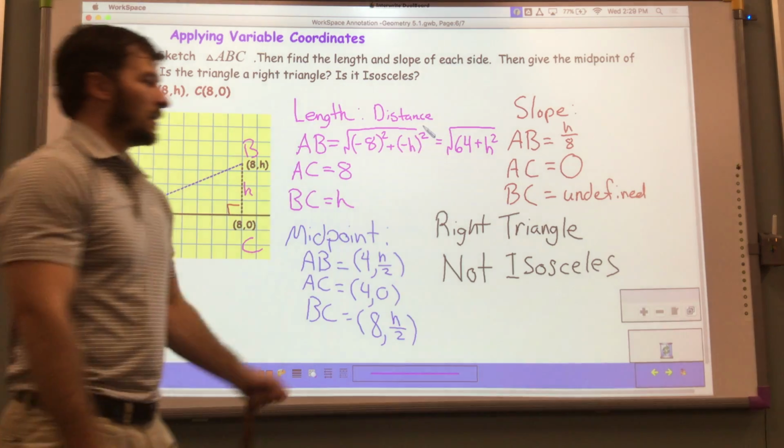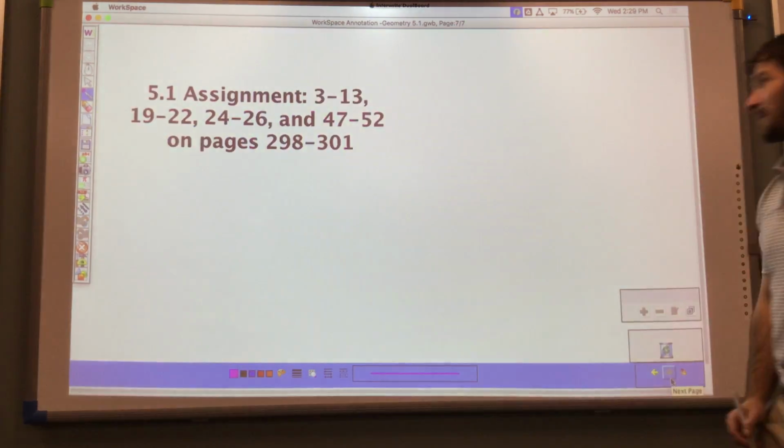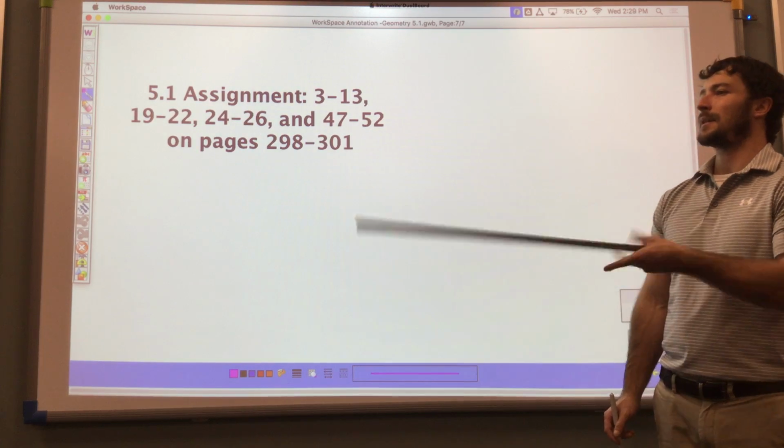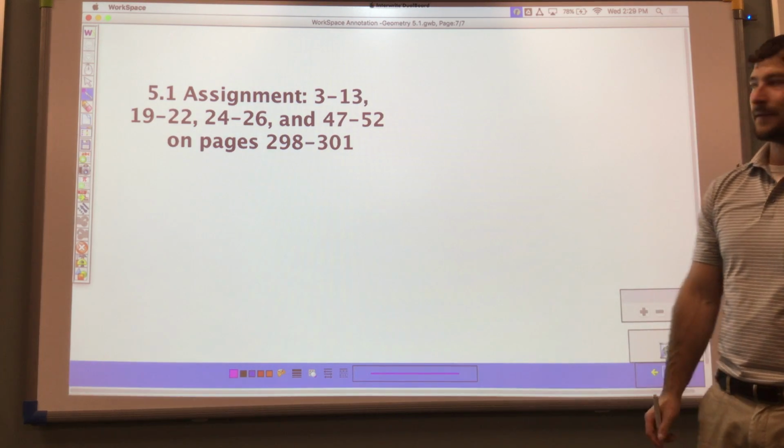So obviously your assignment's going to include graphing. So you'll need some graph paper. 3 to 13, 19 to 22, 24 to 26, and 47 to 52.